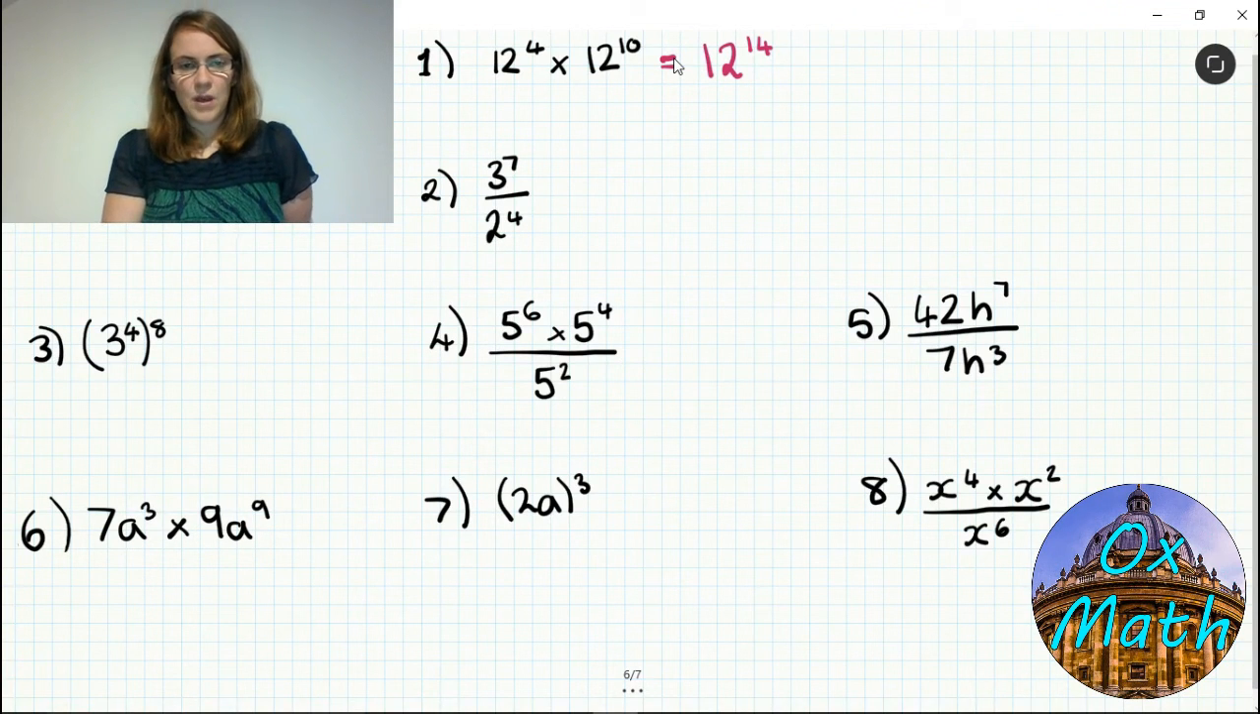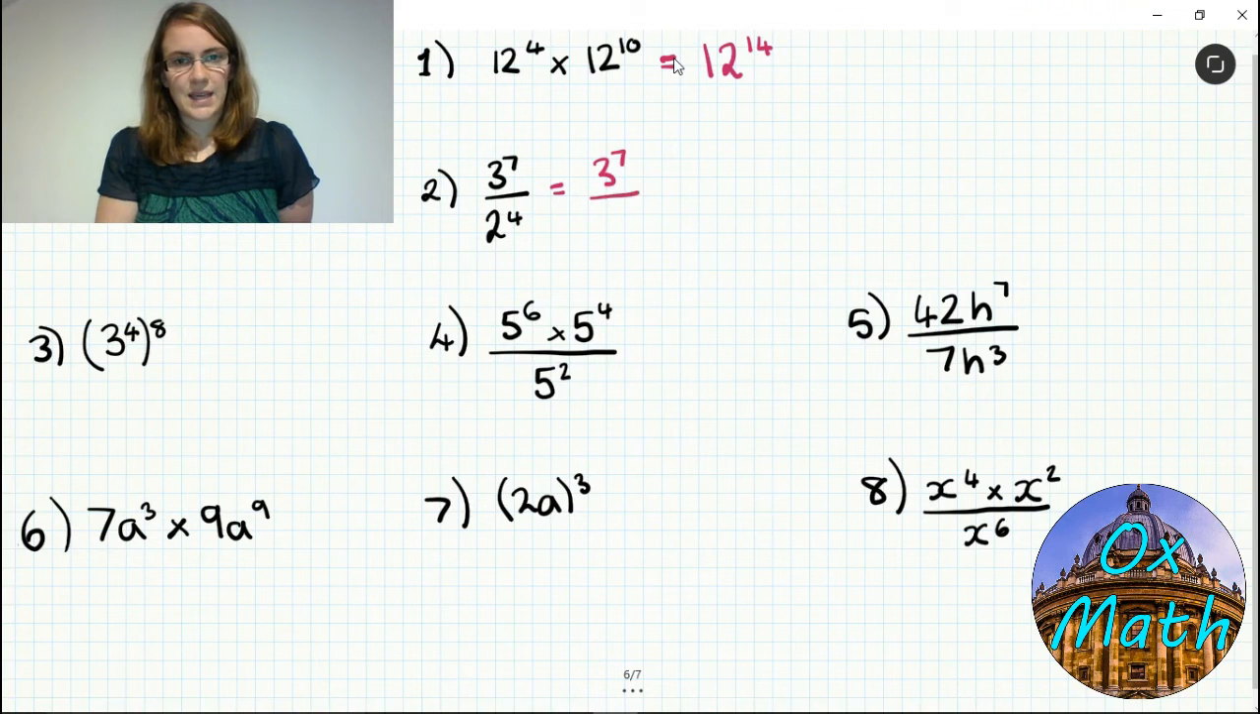Question 2, we are using 3 7 times in a multiplication and then dividing it by 2 used 4 times in a multiplication. So because the bases are different here, we cannot simplify it. Dividing by 2 does not cancel out a timesing by 3. So this simply stays as 3 to the power 7 divided by 2 to the power 4. Because the bases are different, you cannot simplify it down.